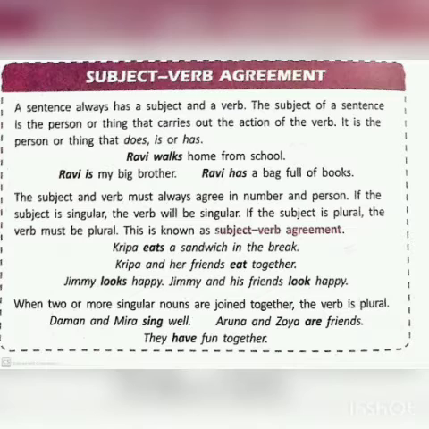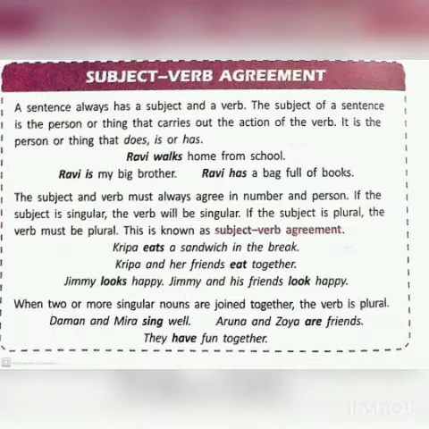The subject and verb must always agree in number and person. Both of them should agree in number and in person. If the subject is singular, the verb will be singular. If the subject is plural, the verb must be plural. And this is known as subject-verb agreement. For example, Kripa eats a sandwich in the break. Kripa and her friends eat together. Jimmy looks happy. Jimmy and his friends look happy. So, Kripa is singular, eats is singular. Then Kripa and her friends are plural, so the verb is plural.